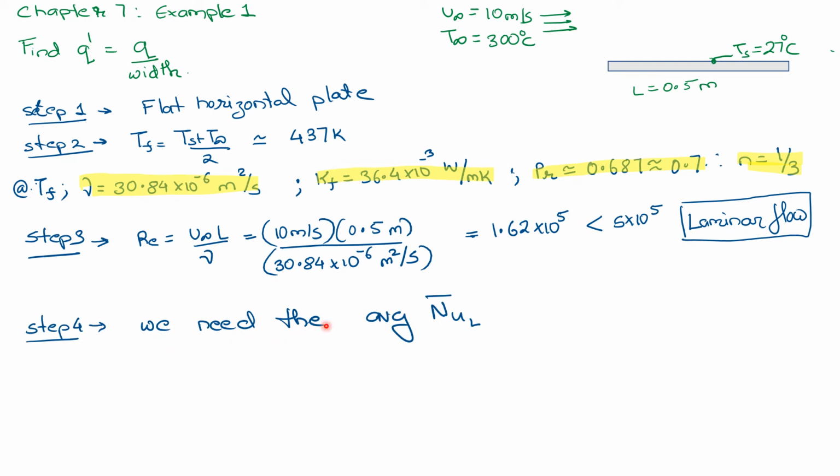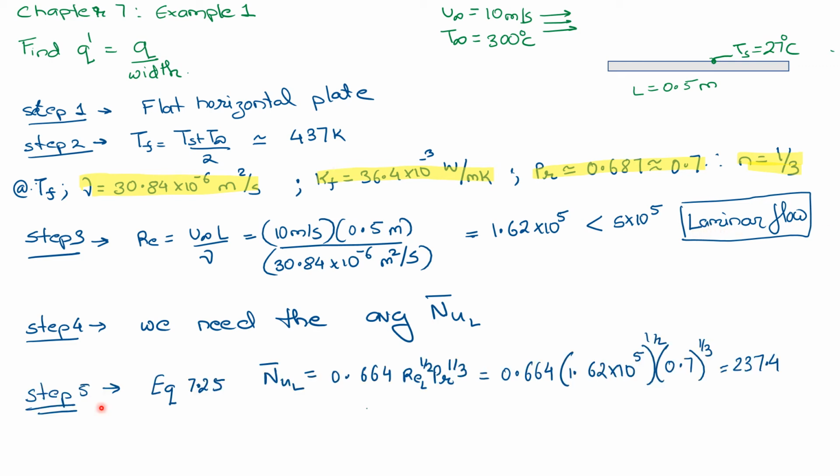Now we need a correlation for the average Nusselt number. Based on the information that we have, that is a flat plate and a laminar flow, we can use equation 7.25 from the text, which is Nusselt number equal to 0.664 times Reynolds number to the power half, Prandtl number to the power 1 by 3. On substituting the values of Reynolds number and Prandtl number, we get a Nusselt number of 237.4.